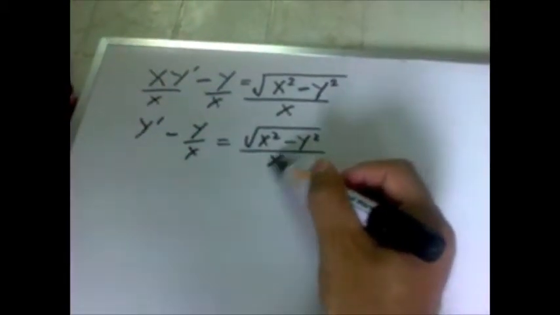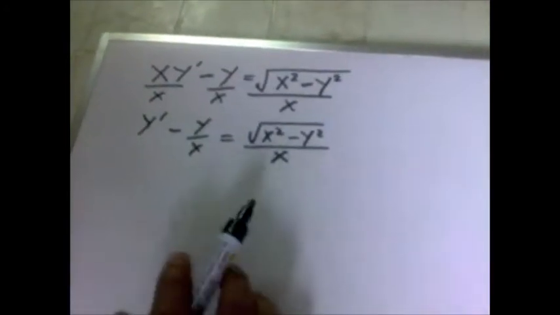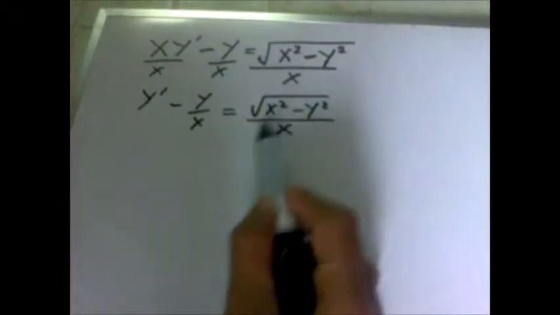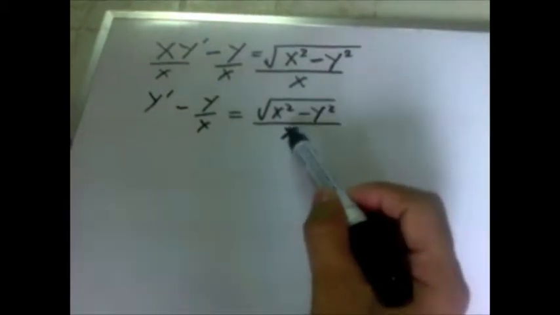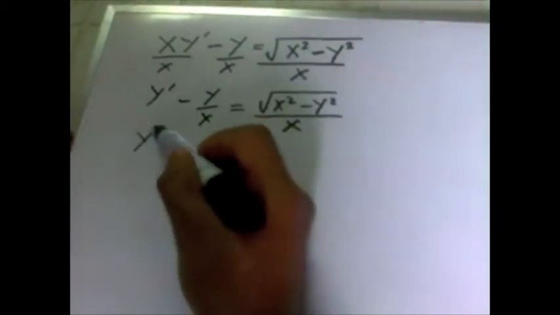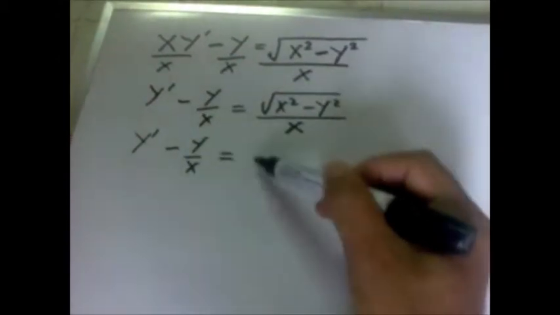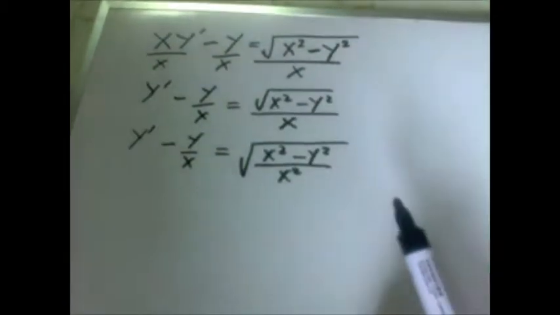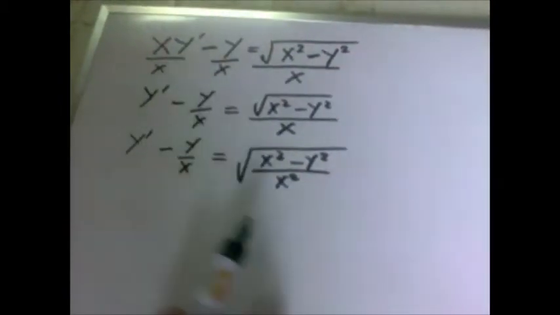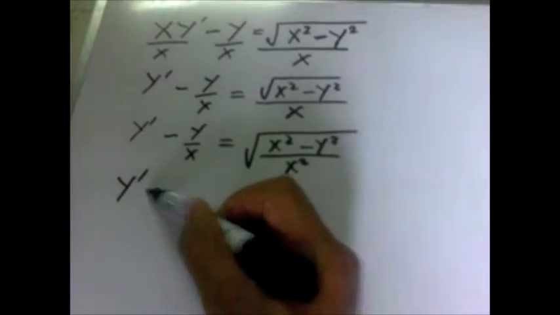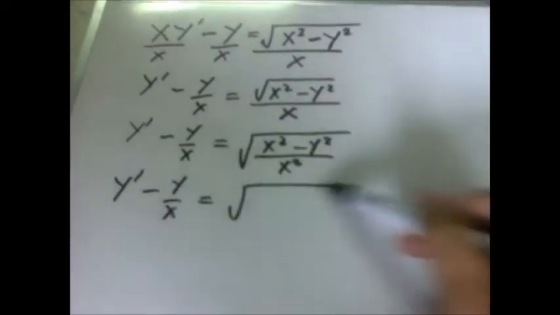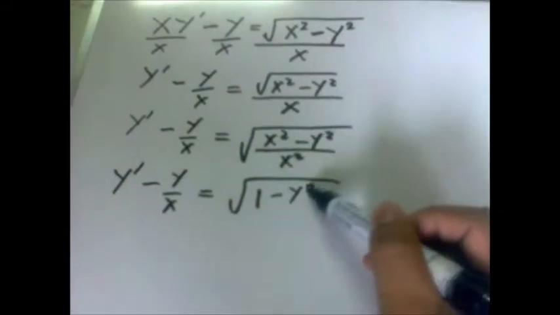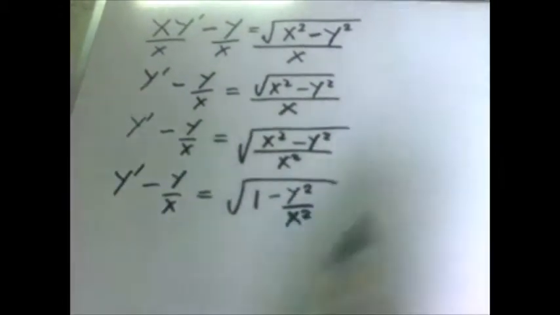Okay, so remember what we have to find here is the general solution. The denominator x on the right side of the equation, we have to combine inside of the square root. So it becomes y prime minus y over x equals the square root of x squared minus y squared over x squared. We simply combine this inside of the square root. After that, it becomes y prime minus y over x equals the square root of 1, since they have a common denominator of x squared, so x squared over x squared is equal to 1, minus y squared over x squared.